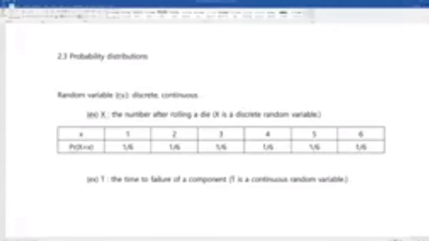So T is the time, or the survival time, the time until any failure of a component occurs. It may be a very short time, or it can extend to a quite long time. So we are going to deal with these two different types of random variables, discrete or continuous.